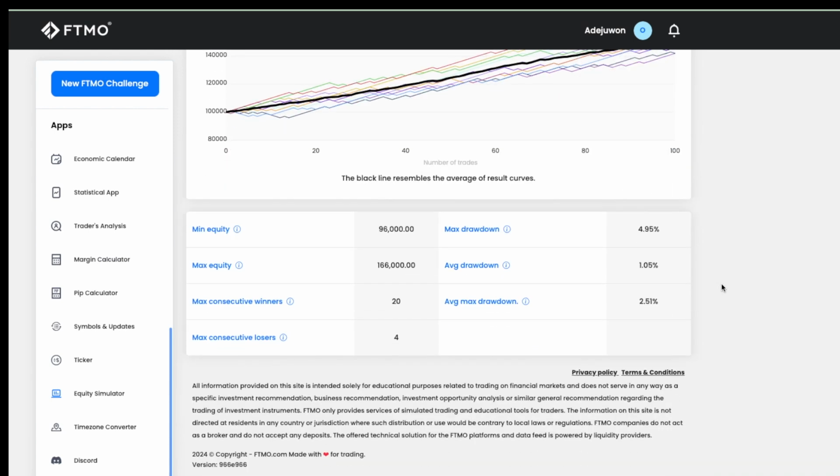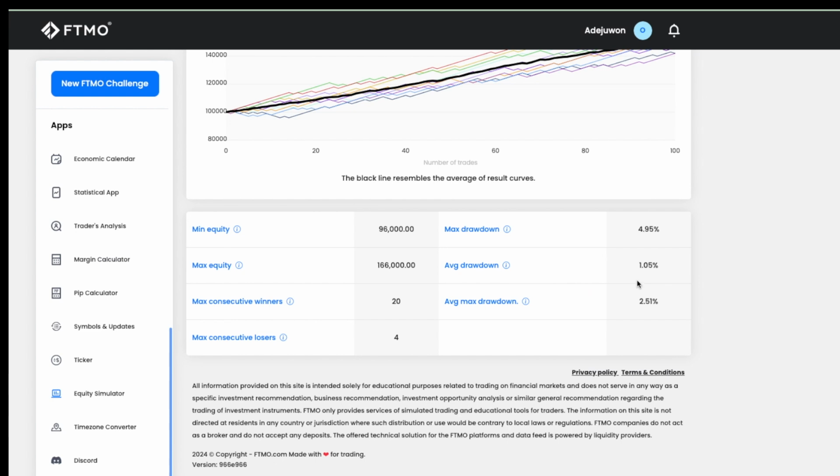If you actually go down here, you can see how the drawdown becomes a little bit more now. So your max drawdown now is 4.95%. So for some prop firm accounts, that might actually blow the account. It just depends on what the drawdown limit is. Some firms have 3%, some firms have 5%, some firms have 6%. It depends on what prop firm you're actually with.